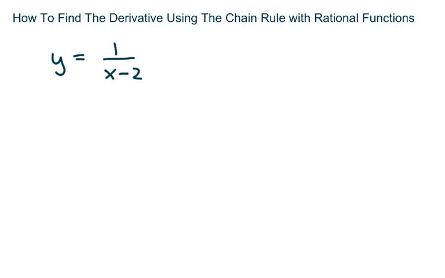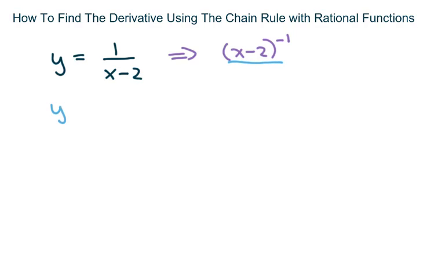Hi everyone, we're going to find the derivative using the chain rule, and we have rational functions, i.e. fractions. So the first thing I'm going to do is rewrite this as x minus 2 to the negative 1. And then we're going to take the derivative of this using the chain rule.